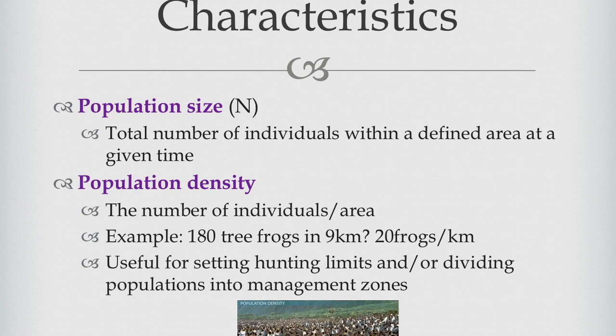Population size, which in our mathematical calculations is big N. Population size is the total number of individuals living in a given area, all of the same species. So when we talk about the population of the United States, it's how many individuals are living within the border of the United States at a given time.